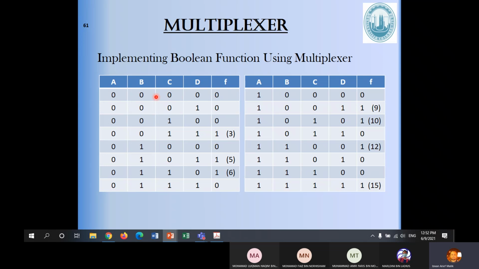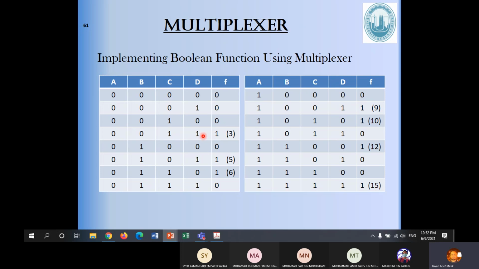So kita tengok, the first one is 0, 0, 0, 0. So tak ada langsung 1. So bila tak ada 1 langsung, automatically output dia will become 0. Row number 2, 0, 0, 0, 1. So ada 1. So bila kita ada 1, the number of 1 is odd. Nombor ganjil. So output dia still 0. Same goes to the third row, 0, 0, 1, 0. Only 1. So nombor 1 still ganjil. So dia jadi kosong. But number 3, 0, 0, 1, 1. So you have 2 ones. Ada 2, 1 dekat dalam input. So 2 tu nombor genap. So bila genap, output dia akan jadi 1.